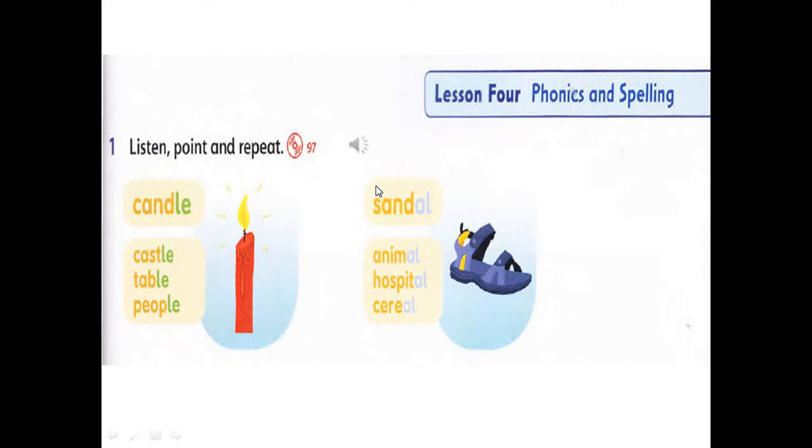Listening 97. Listen and point. Candle. Castle. Table. People. Sandal. Animal. Hospital. Cereal. Listen and repeat. Candle. Castle. Table. People. Sandal. Animal. Hospital.